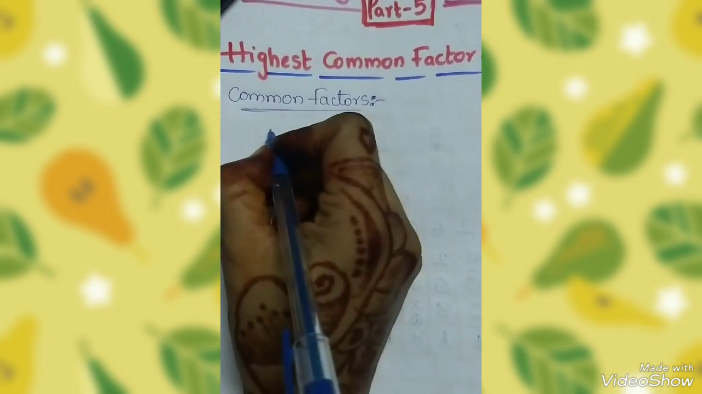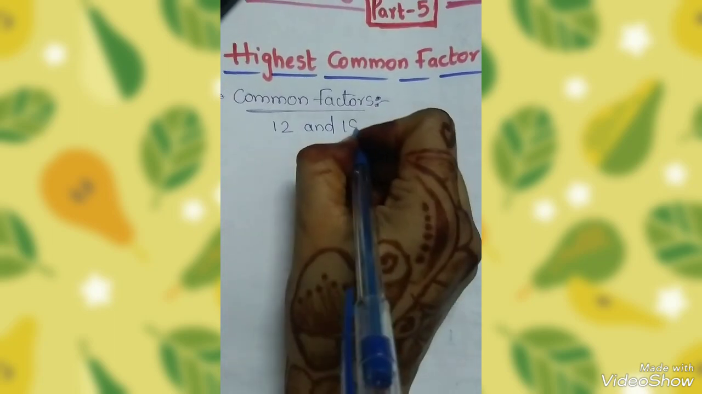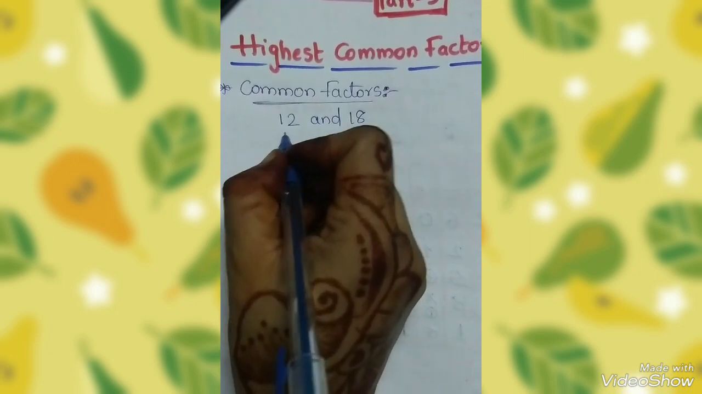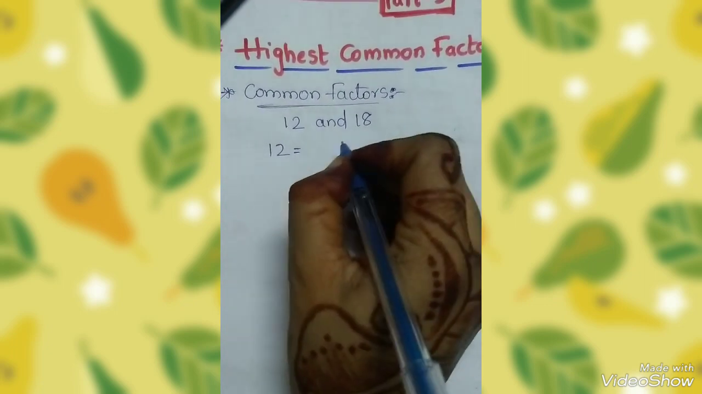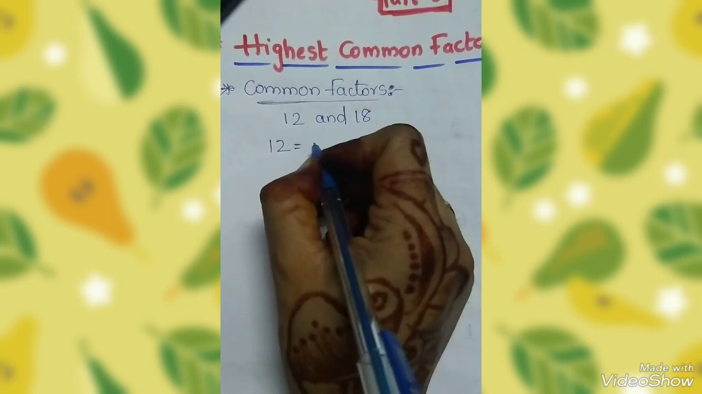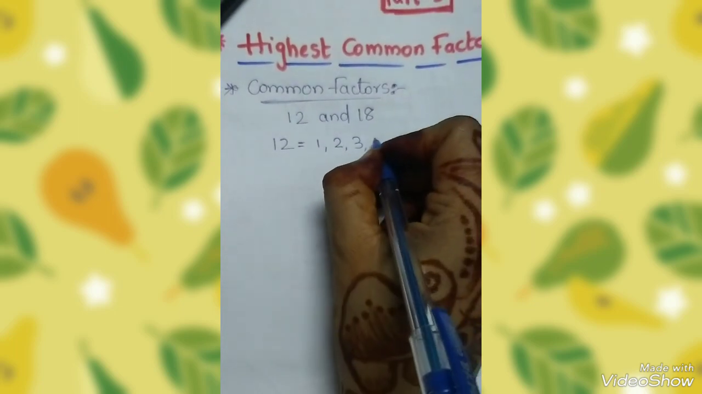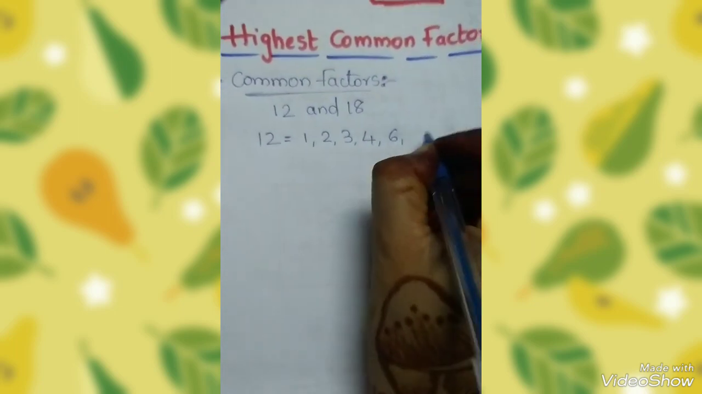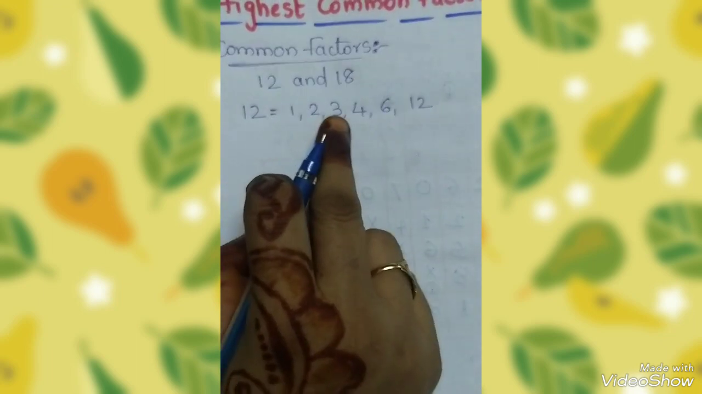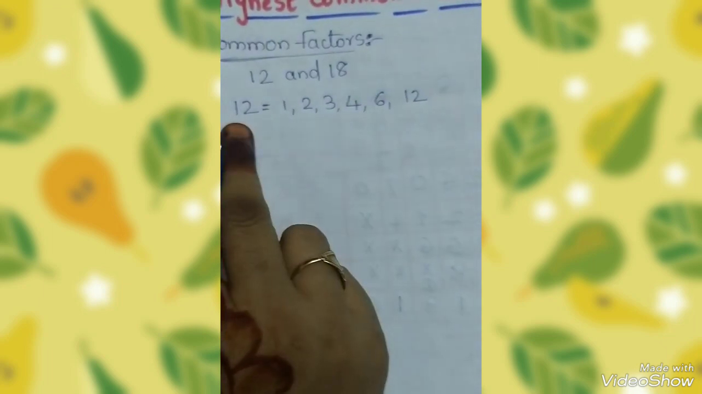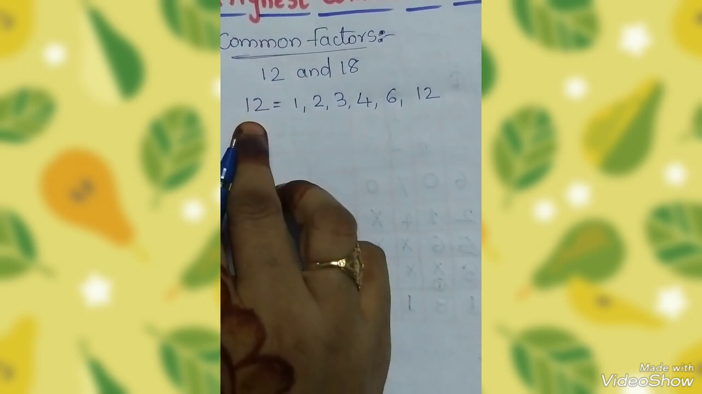For example, 12 and 18. Let us find the common factors of 12 and 18. First we will find the factors of 12. Factors of 12 are 1, 2, 3, 4, 6 and 12 itself.